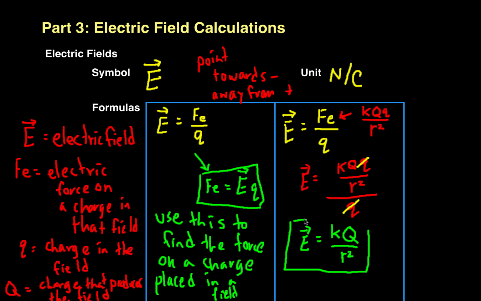This formula is very useful to determine the magnitude of the field at a particular point in space. r refers to the distance from Q in this case. Now remember that this formula will only give you the magnitude. You need to determine the direction yourself, remembering that direction is always towards negative and away from positive.